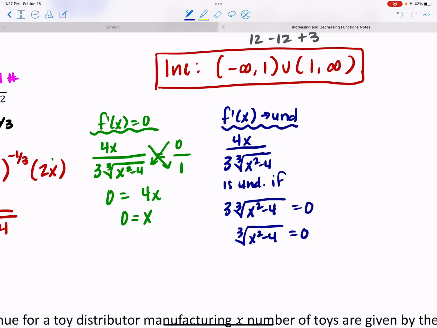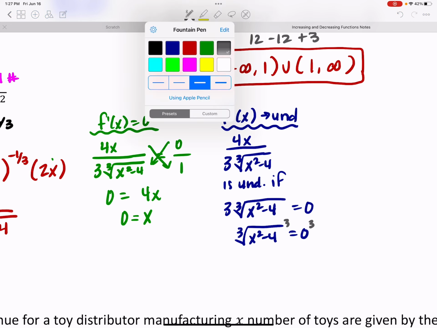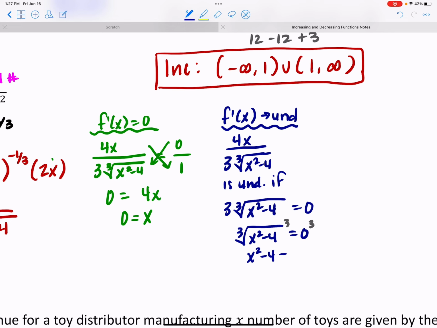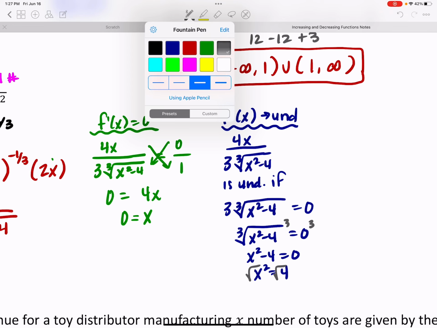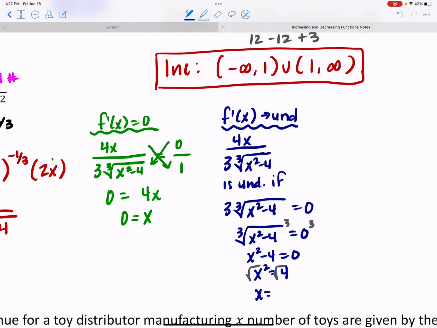I'm going to cube both sides to get rid of my cube root, and that's going to get me x squared minus 4 still equal to 0. Add 4 to both sides, so x squared equals 4, and then take the square root of both sides. Positive and negative 2 squared both make 4, so x equals positive or negative 2. So I actually get 3 critical numbers here. At x equals 0, our slope is 0, and at x equals 2 and negative 2, our slope is undefined.